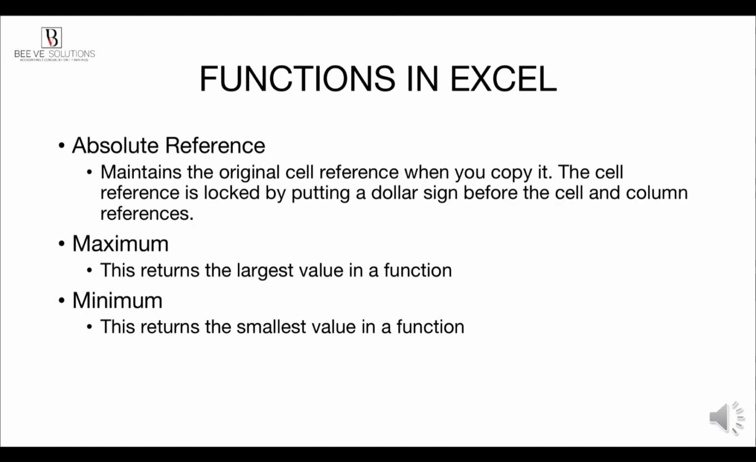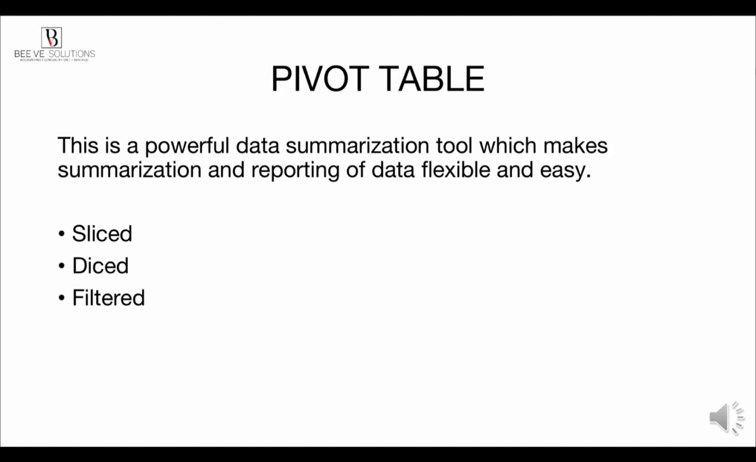Absolute reference maintains the original cell reference when you copy it. The cell reference is locked by putting a $ sign before the column and row references. Maximum, of course, returns the largest value in a function, and minimum returns the smallest value in the function. Of course, we'll also be looking at the pivot table, which is a very powerful data summarization tool that makes summarization and reporting of data very flexible and easy.